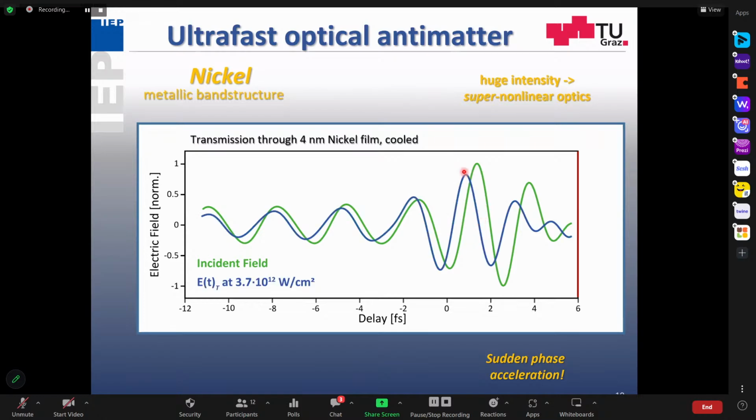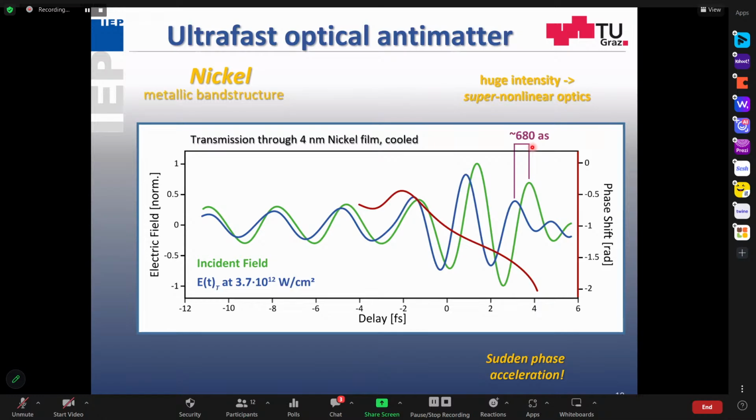And what you see is, okay, the transmitted field is a bit weaker, but it arrives about 700 attoseconds earlier than it would arrive if there was no nickel. So we checked and checked and double-checked because we were afraid of superluminal propagation.